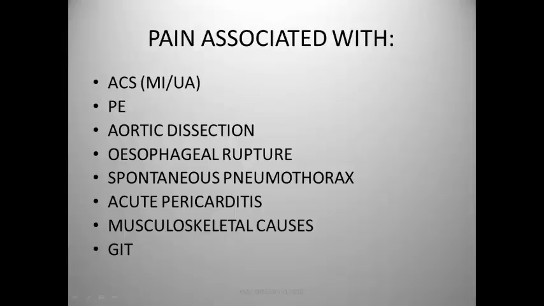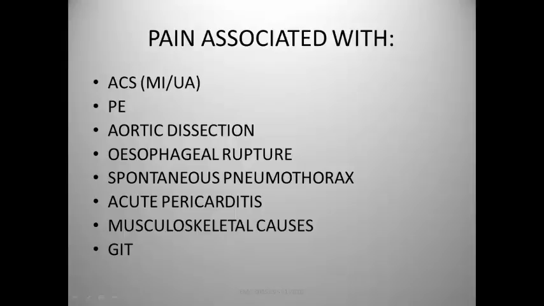Esophageal rupture again often presents with sudden onset. It's a sharp substernal chest pain that follows an episode of forceful vomiting. Patients are usually ill appearing with tachycardia, fever, dyspnea, diaphoresis. Physical exam might reveal crepitus in the neck or the chest from subcutaneous emphysema.